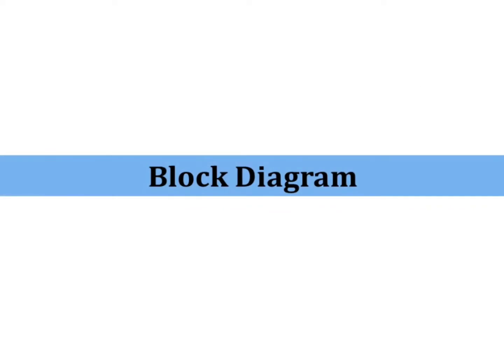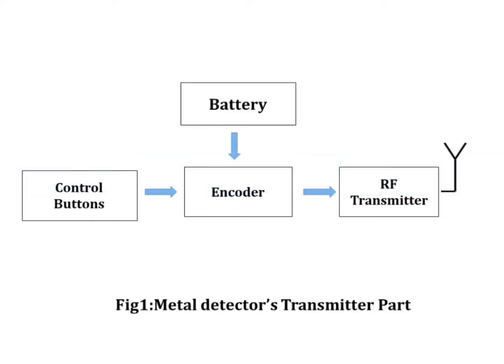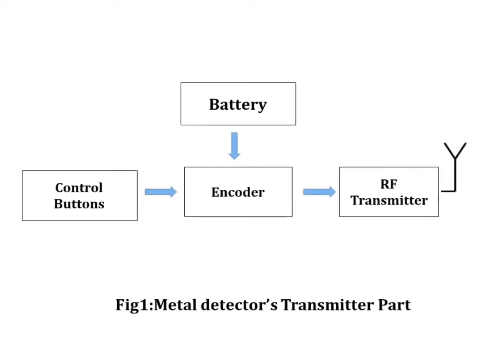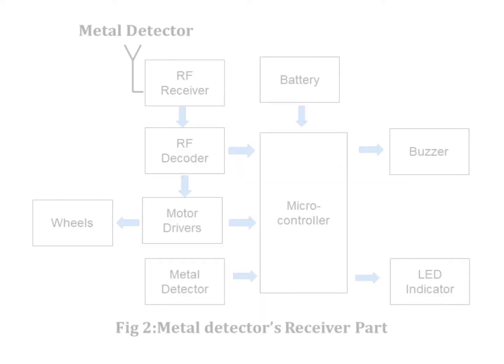Next is our block diagram. This is the block diagram for the transmitter part, which contains a control button, encoder, RF transmitter and battery. We set our commands in the control button, and then the control button sends those commands to the encoder. The encoder encodes our set of commands and then sends them to the RF transmitter.